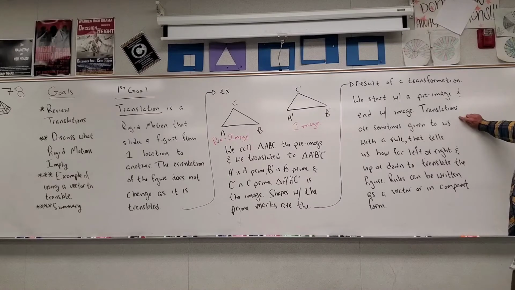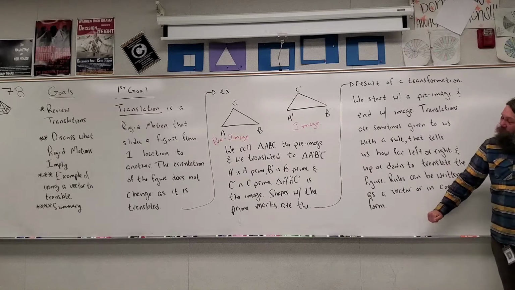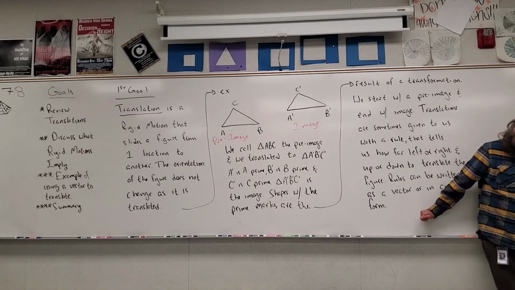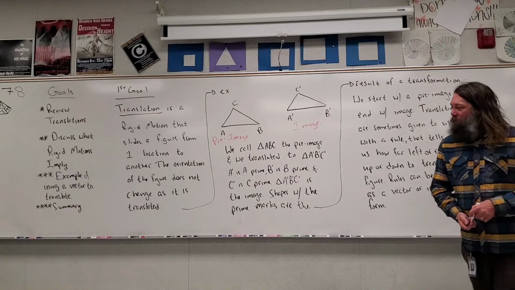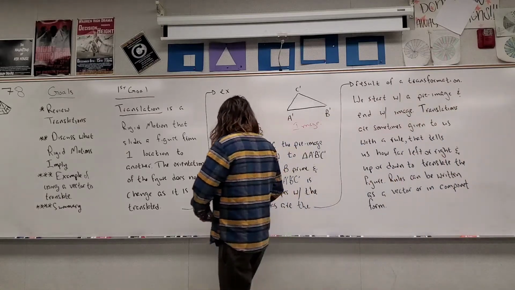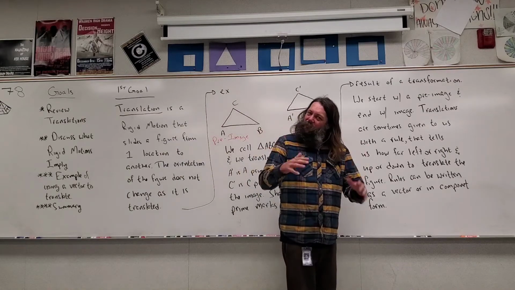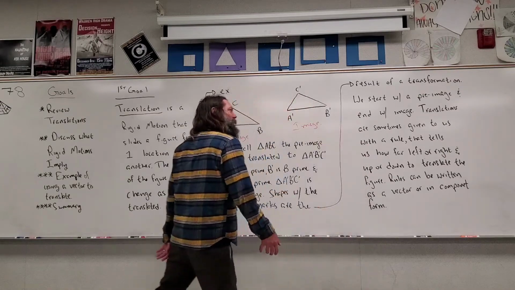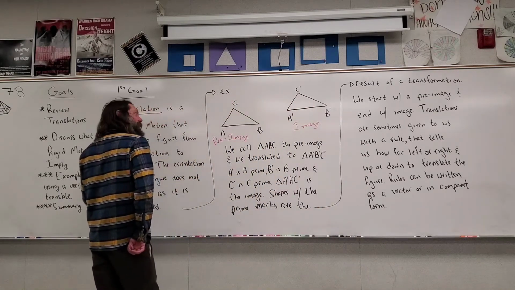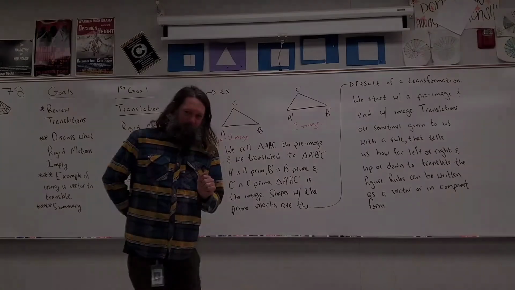Translations are sometimes given to us with a rule that tells us how far left or right and up or down to translate the figure. Rules can be written as a vector or in component form. This is what we're going to discuss in the next lesson, how these rules can be told to us and how to move using a rule. So this lesson is just more of a review. All right, so let me clean all of this up, and I'll be back.